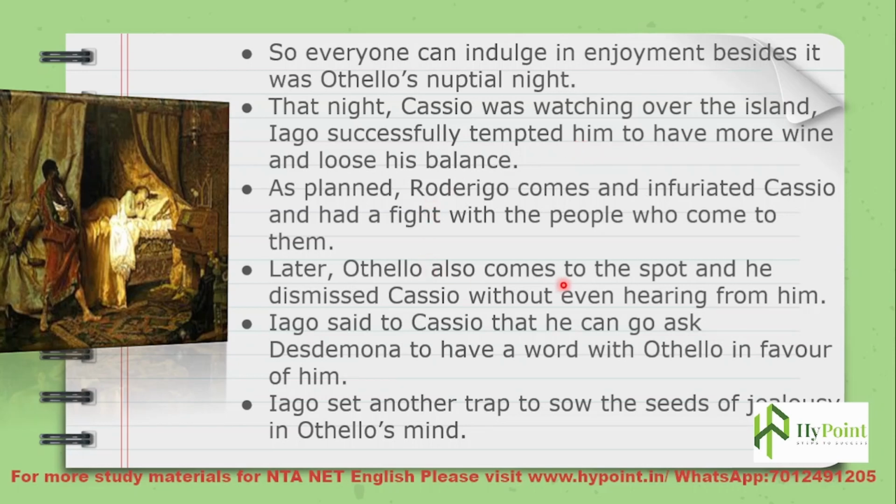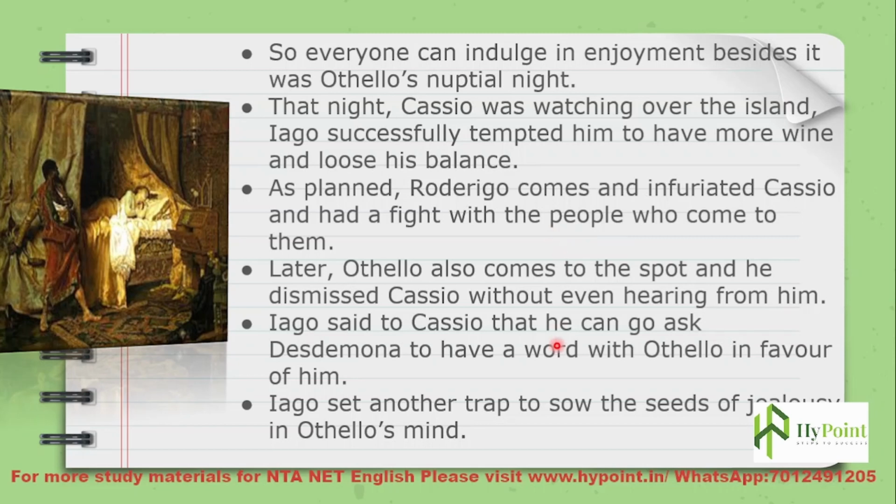Later, Othello also comes to the spot and dismisses Cassio without any hearing from him. So, as planned, a fight between Rodrigo and Cassio happened, and hearing the sound of the fight, the people came around them. Othello also comes to the spot, and seeing Cassio, who is responsible for watching over the island, now drunk and with no balance in him, having lost everything, he dismissed Cassio without even hearing anything from him.